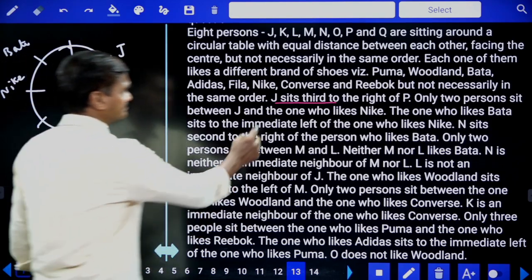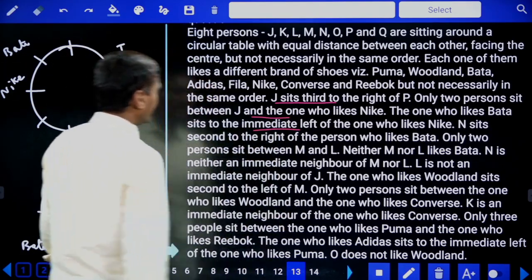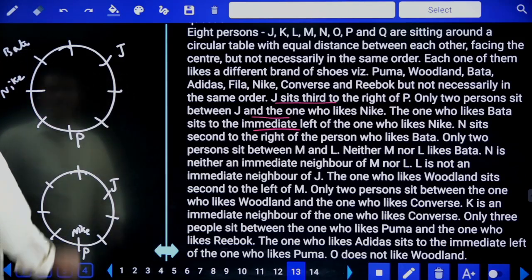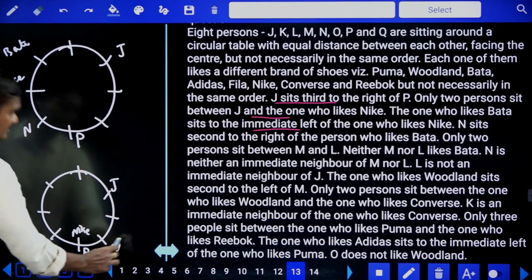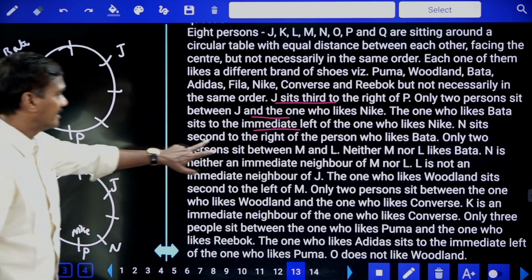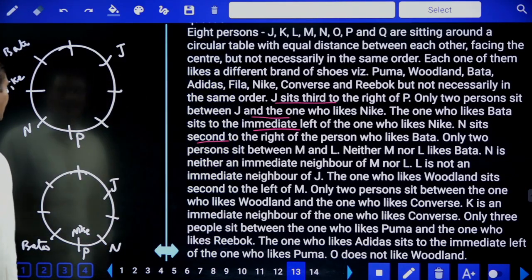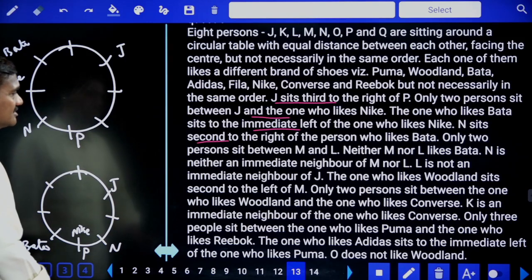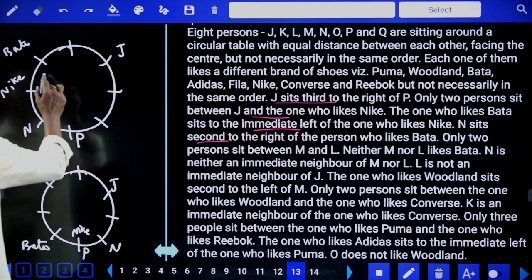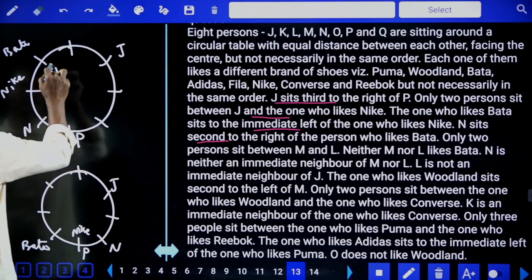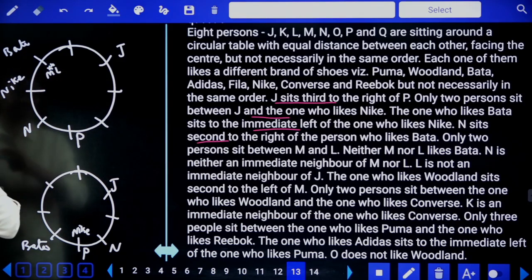And next one, bottom. N sits second to the right of the one who likes bottom. N is seated second to the right of the one who owns bottom. And only two persons between M and L. In between M and L, there must be exactly two people. Neither M nor L likes bottom. M and L cannot be here. And two persons between M and L.